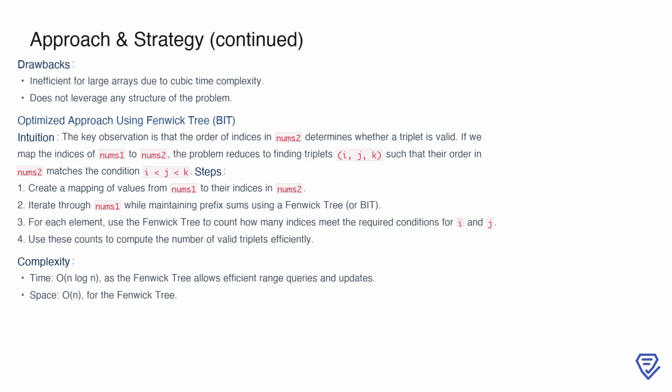This is where the Fenwick tree, or binary index tree (BIT), comes into play. Using this data structure, we can efficiently maintain prefix sums to track and count indices that meet the constraints. The process involves iterating through nums1 while dynamically updating the Fenwick tree. For each element, we use the tree to perform range queries and count valid indices for i and j, which are then used to compute the number of good triplets.